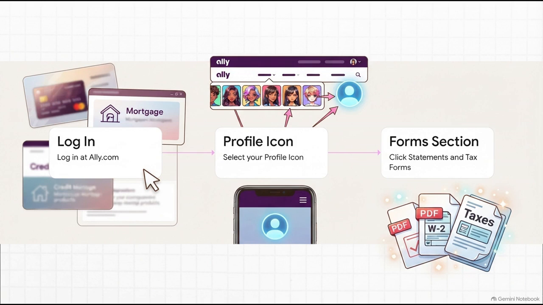Okay, so once you log in at ally.com, don't get lost clicking around all those promotional banners. Just look for that profile icon. It's usually sitting right up there at the top navigation bar, and give it a click. From that drop-down menu, head straight over to the Statements and Tax Forms section. And hey, if you're on the mobile app, the process is practically the same. Just tap your profile, or sometimes it's under the menu button, and select Statements and Tax Forms. It really is that straightforward.